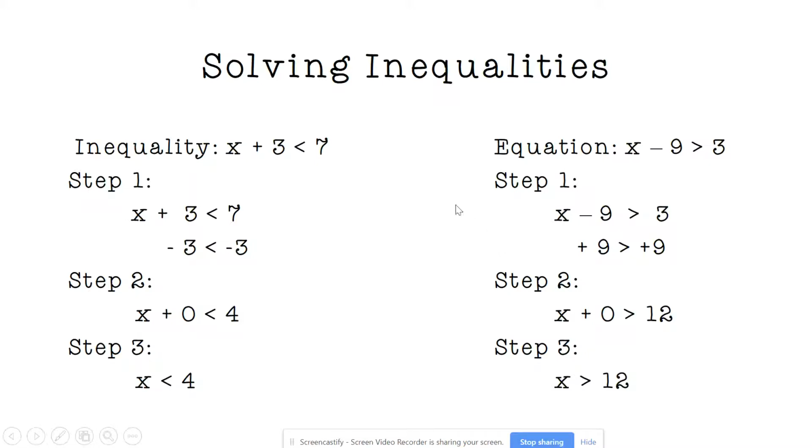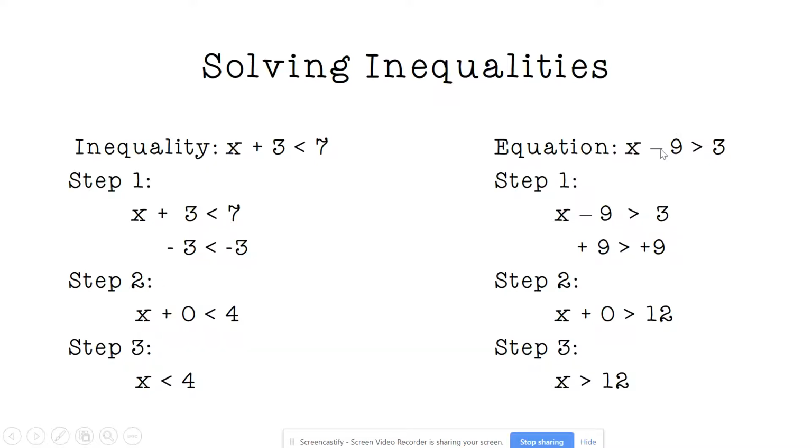Now we're going to go to solving inequalities. It's the same process as solving equations, but just with the inequality signs. In here, we subtracted. The opposite operation of addition is subtraction. So we subtract on both sides. 3 minus 3 equals 0, and 7 minus 3 equals 4. So x is going to be less than 4.